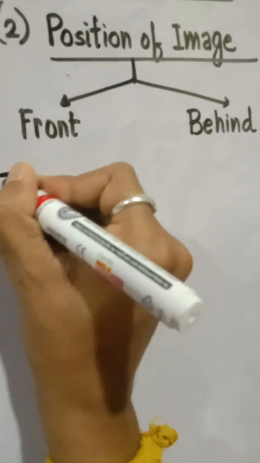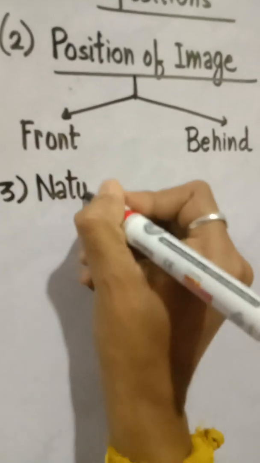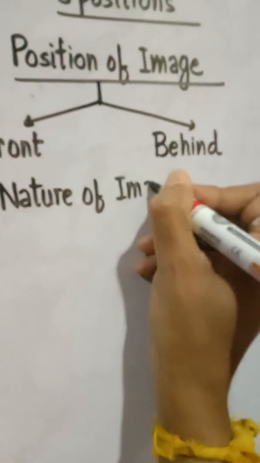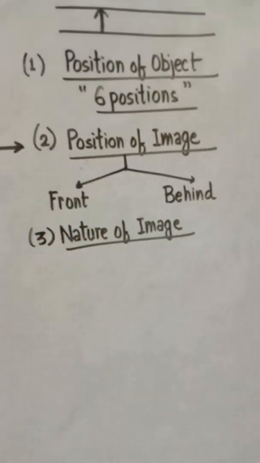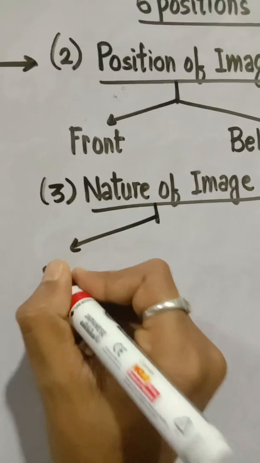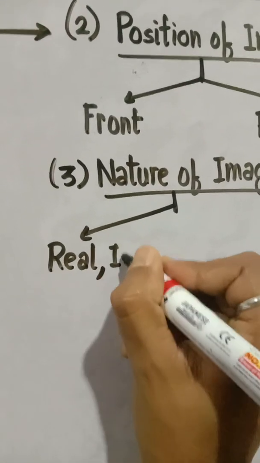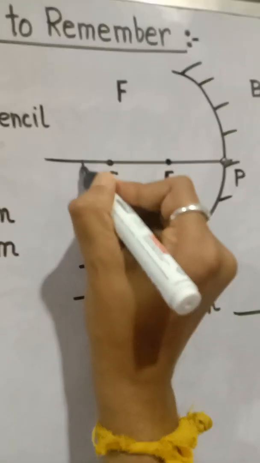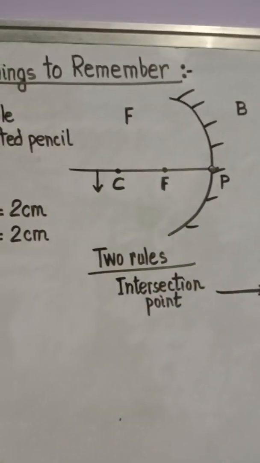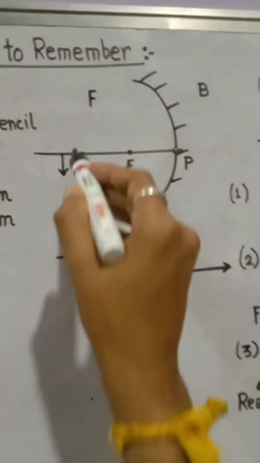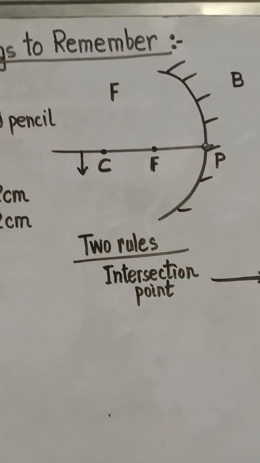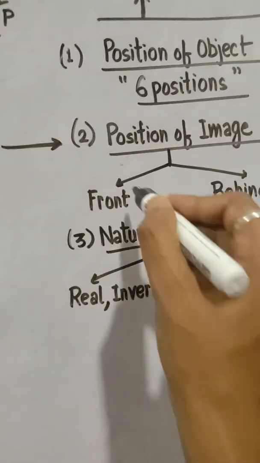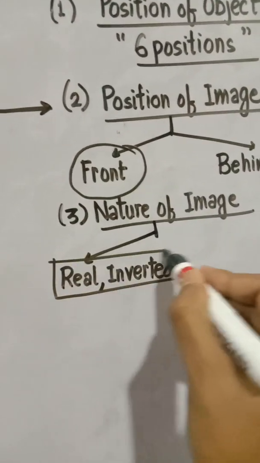Now after getting the position of the image, next you have to proceed with the nature of the image. How will you get the nature? Very easy. If the position is in front, you will get the image as real and inverted. That means the image will appear somewhat like this, here, here, anywhere it can be, but the image will appear somewhat like this. This is inverted. The arrow will come on the downward side, that is inverted. So if it is coming in the front side, it is a real and inverted image.